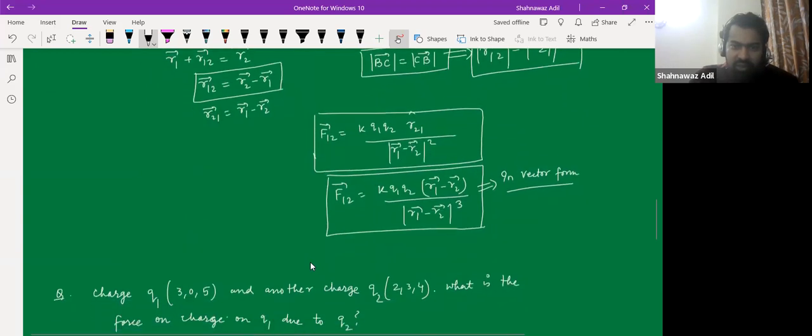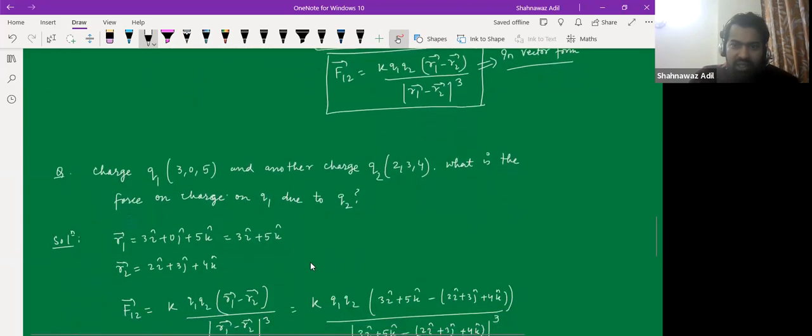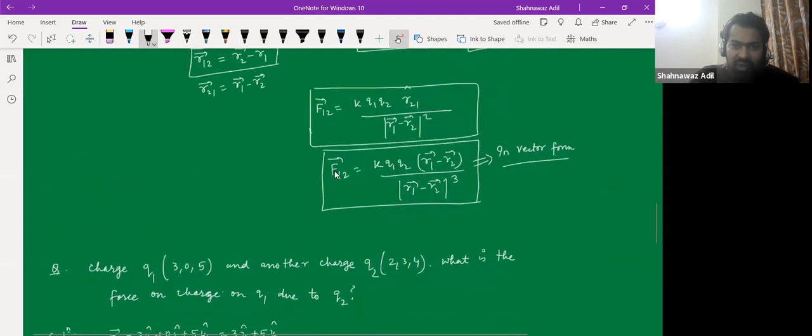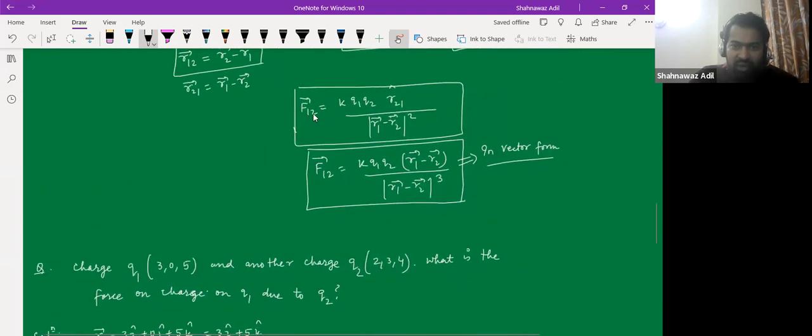Right. So then you can easily understand that if you want to write F12, that would be simply this thing. So remember, whatever you have written first will come first, and this would be the second. This is how we write in vector form, right?